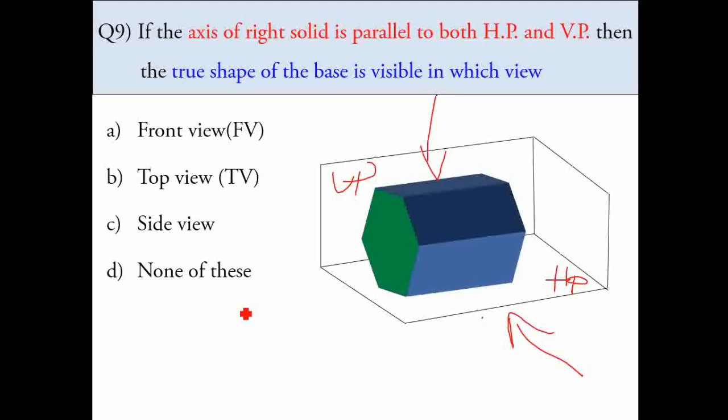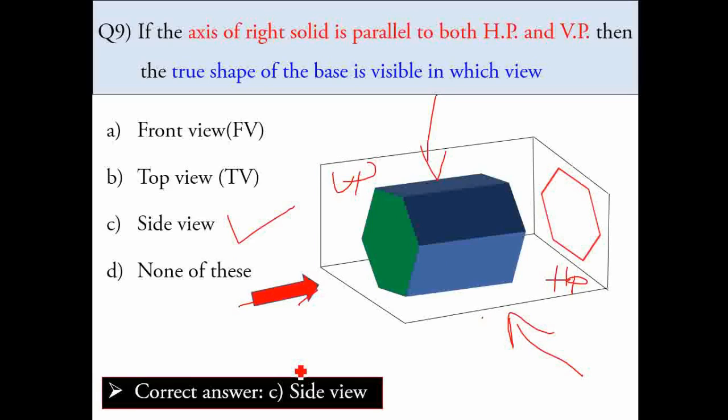When we observe from the side view, that is the left hand side view, its image is created on the profile plane, which is a hexagonal structure, and only then does it show the true shape of the base. This means we have to observe the object from the side view. So the correct answer is option three, side view shows the true shape of the base.